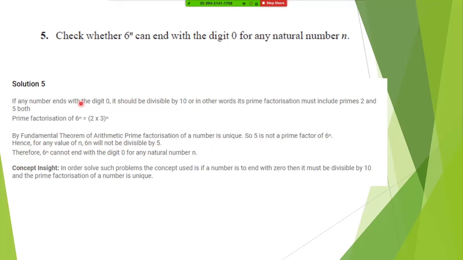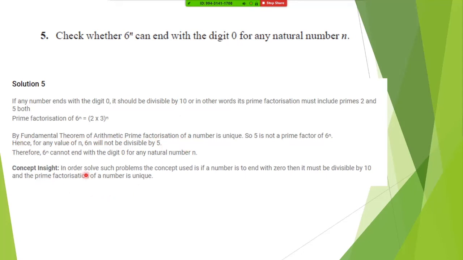See that you very clearly mention these proper statements. These are all simple theory sums. This fundamental theorem of arithmetic and prime factorization, these are all keywords. You write keywords in science, SST and all. In maths also, for such sums.